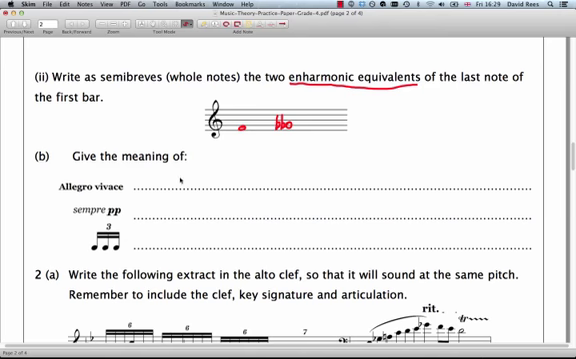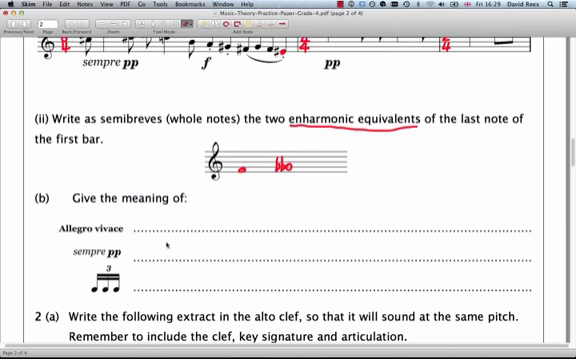We've used allegro quite a few times now. Allegro means quick and vivace means lively. So I'm going to put quick and lively tempo. That's easy enough. And this next thing is asking us for sempre pp.